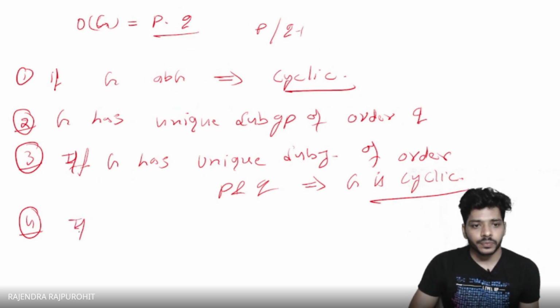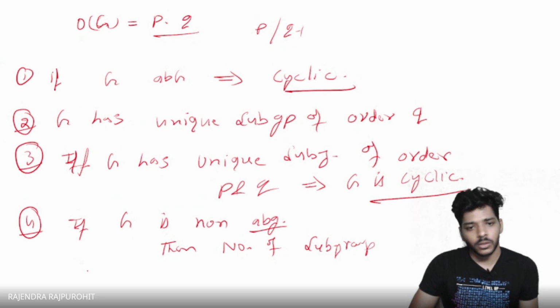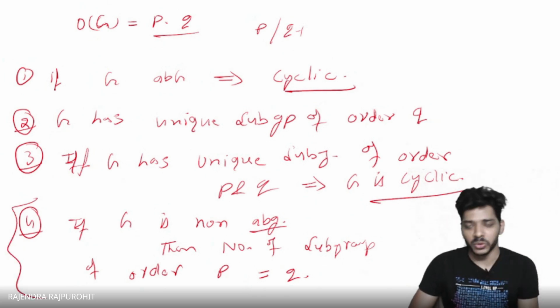Fourth, if G is a non-abelian group, then the number of subgroups of order P is equal to Q. Okay. There will be Q subgroups of order P.